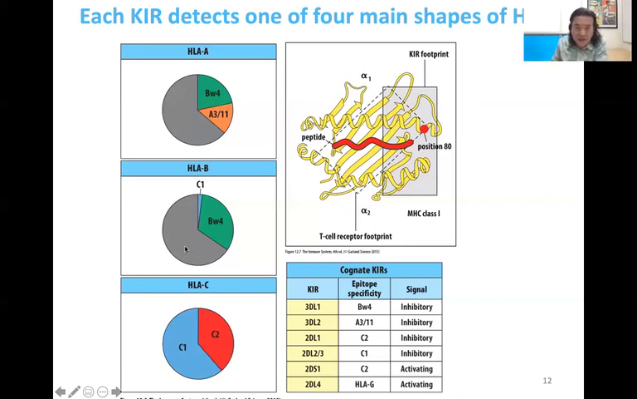Look at HLA-B, same thing. The majority of people have this gray variation, right? Then the second most common one is this BW4, and then this third one, C1, is much smaller, right? And the other 1,000 or so variations aren't even popular enough to show up on this pie chart.